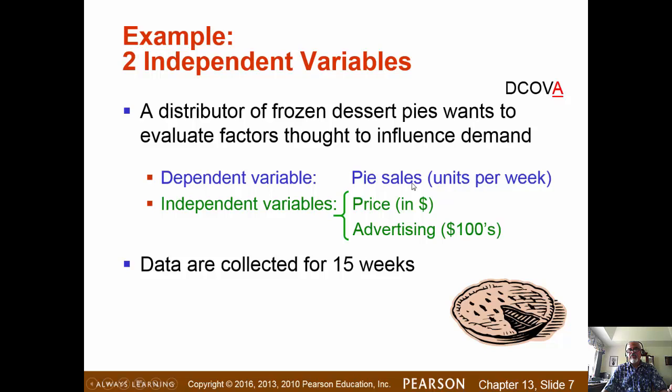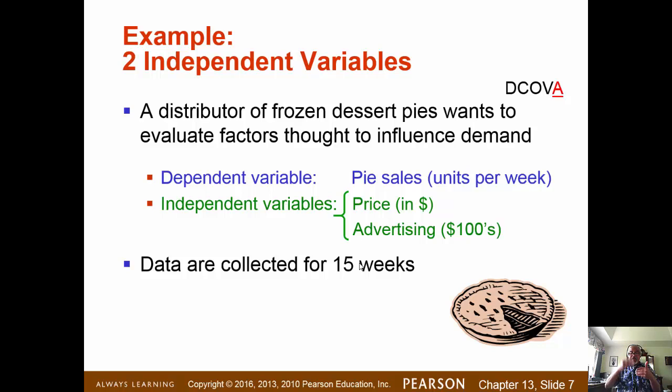So here the y variable is in number, price is in dollars, and advertising is in $100. We have to keep that in mind when we do the interpretation of slope coefficients. So now we have a random sample from 15 weeks. When we say 15 weeks, you must keep in mind that this is time series data.